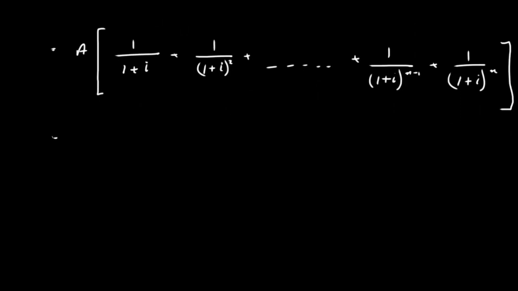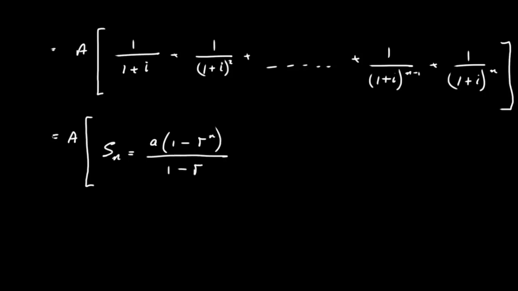So let's deal with that. We have an A out here. We'll leave that till the end. And we have a geometric series in here. Now, I've dealt with geometric series in a previous video. You can have a look at that video if you're unsure about how to deal with them. But what we want to do is add up all of these terms. And to add up all of these terms, we look at this formula here. Sn is equal to a times 1 minus r to the power of n all over 1 minus r.